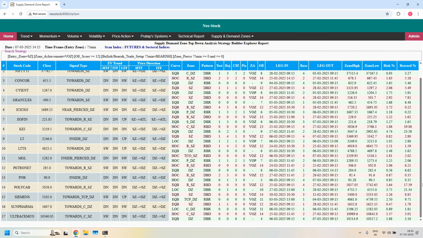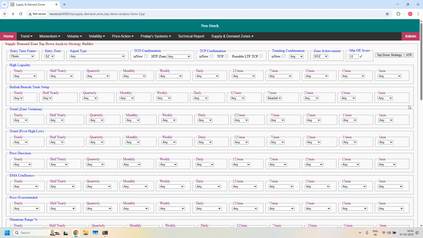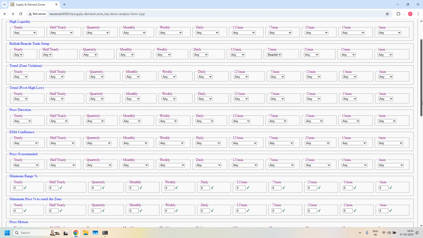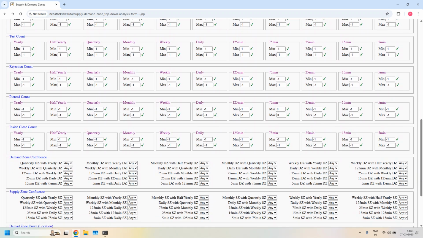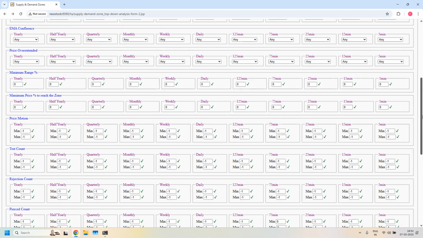Okay, out of these 17 75 minute supply zones, some of the zones might have more probability to get success. So let's find those stocks based on the zone confluence. First filter is LTF and ITF supply zone confluence. That is 75 minutes and daily supply zone confluence. So I'm enabling the filter 75 minute supply zone with daily supply zone confluence. We are applying this filter on the 17 stocks.